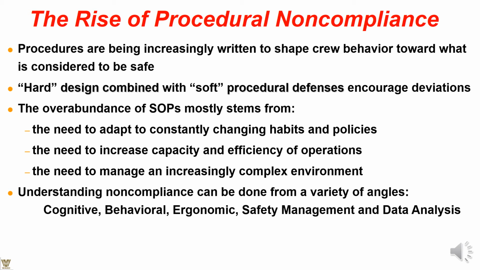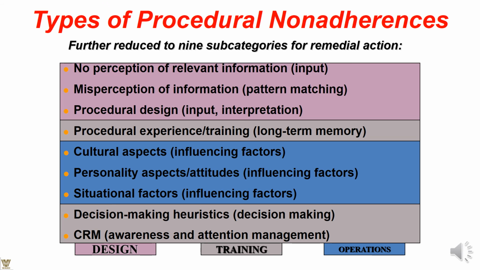So understanding non-compliance can be done from a variety of angles. What are they? They are cognitive or mental. They are behavioral. They are ergonomic. Ergonomic is your eye, hand, or limb combination. How do you go around it? Safety management. And last but not least is data analysis. How do you read the data? How do you understand what the data is trying to say to you? If you misread it, you probably take a wrong decision thereby.